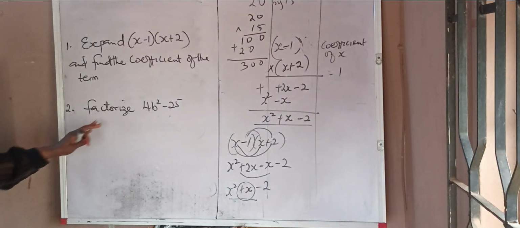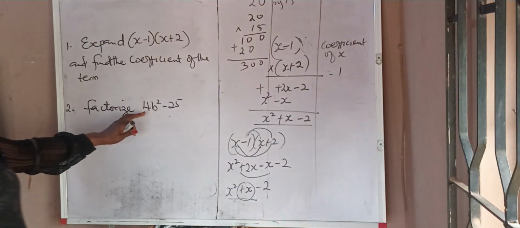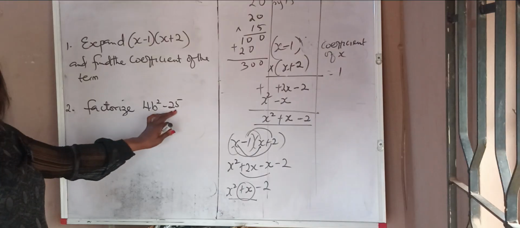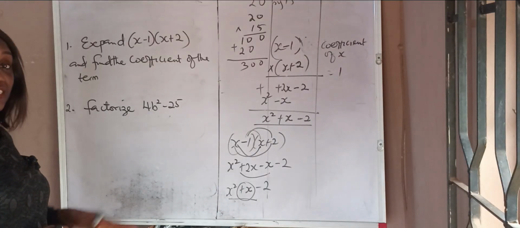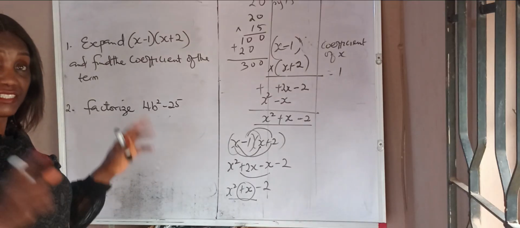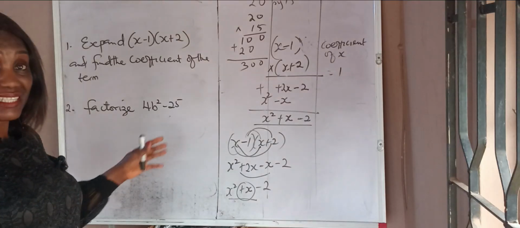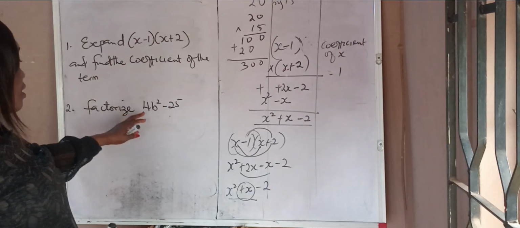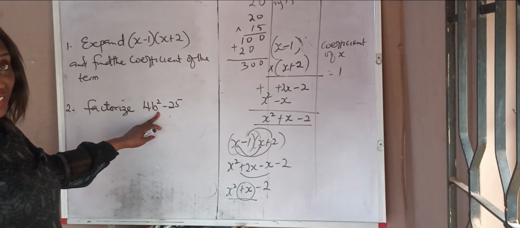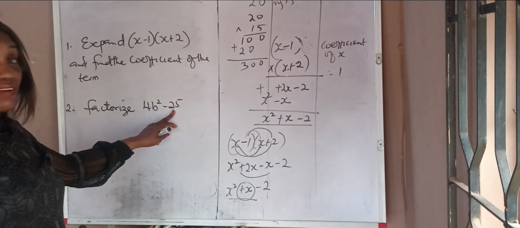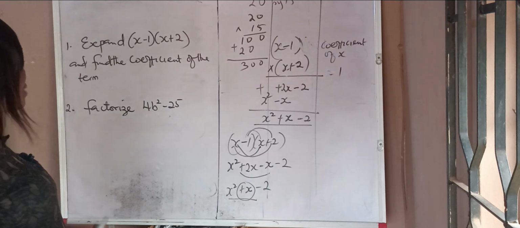The next question says we should factorize 4b squared minus 25. If you are familiar with this, the first thing that will come into your mind is the difference of two squares. That is the easiest way of doing it. Knowing that 4 is a perfect square and b squared is a perfect square, 25 is a perfect square. All I simply do is this.